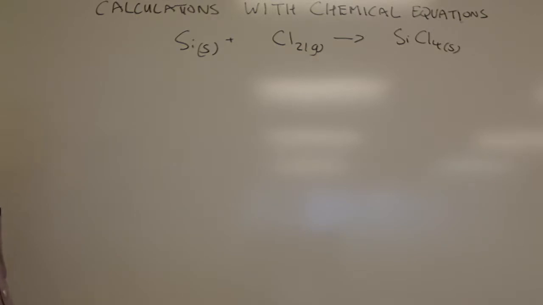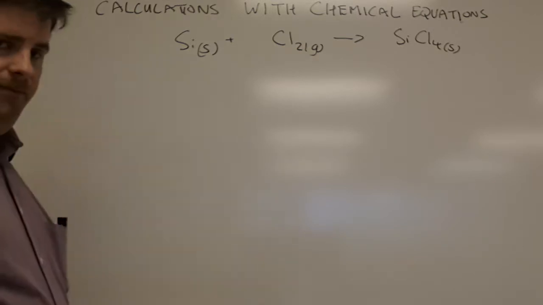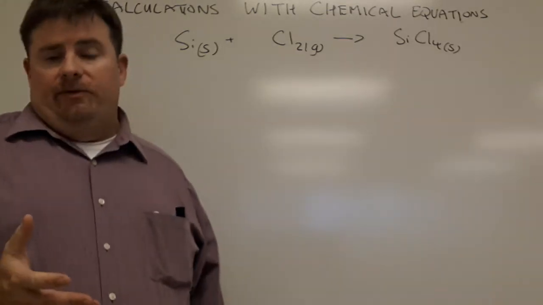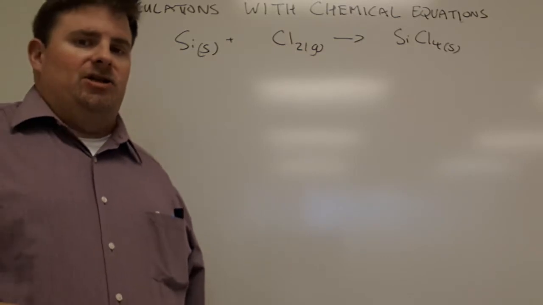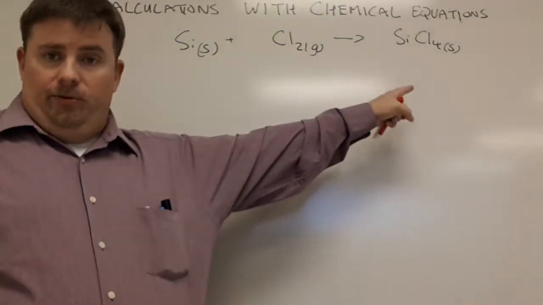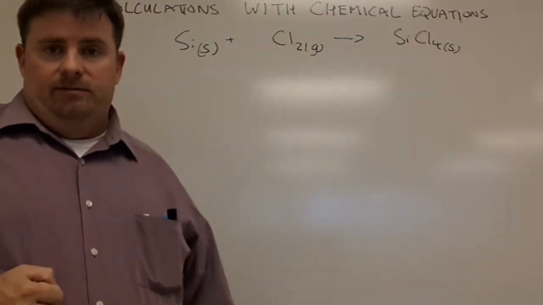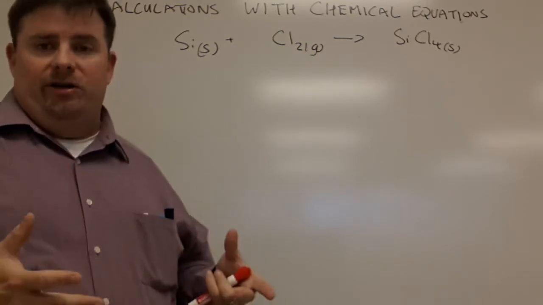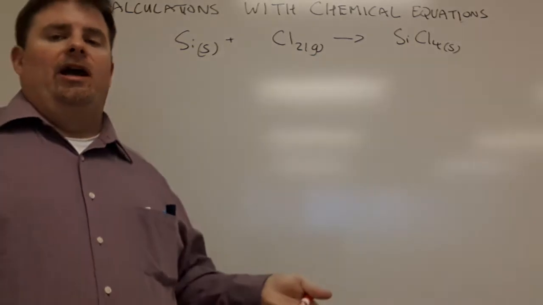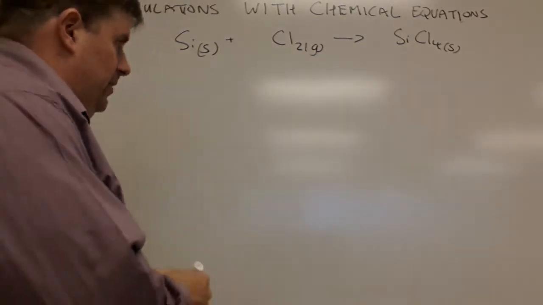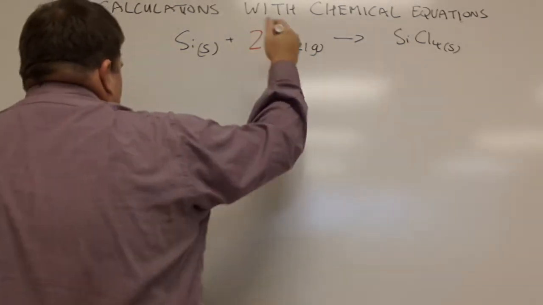Silicon plus chlorine gas goes to silicon tetrachloride. Now, in this example, the first thing we have to do is balance the equation. How do we balance the equation? This one's actually pretty simple. Over there in the product, you've got 4 chlorines attached to 1 silicon. So I need 1 silicon, and I've got 2 chlorines here. What should I do to balance this equation? Put a 2 here.